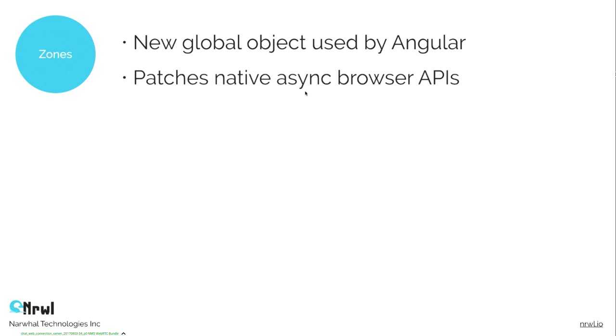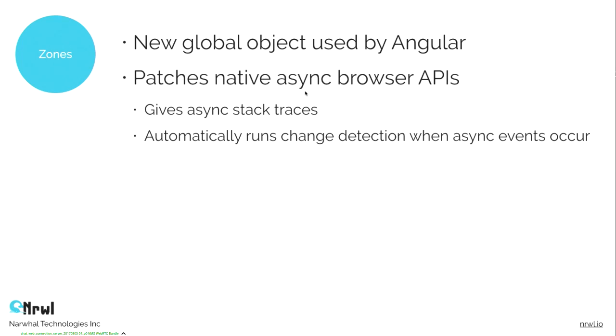Angular patches native browser APIs, like asynchronous APIs such as setTimeout, requestAnimationFrame, promise, XMLHttpRequest, in order to give you some properties like async stack traces and automatically run change detection when asynchronous events are detected. And this is basically the reason why we don't have scope digest in Angular, because it automatically knows when something async is done, it can trigger change detection for you.